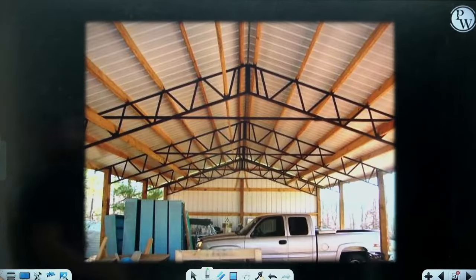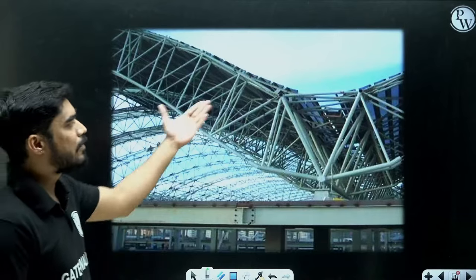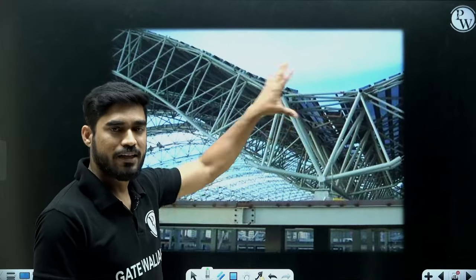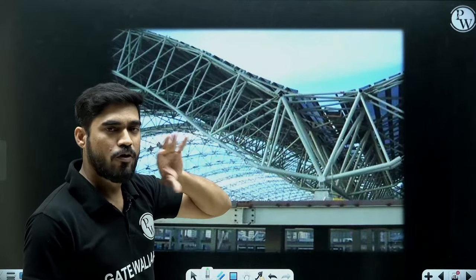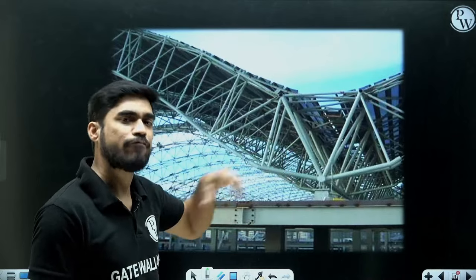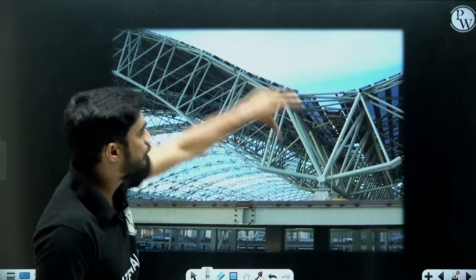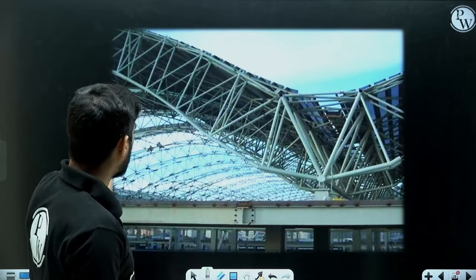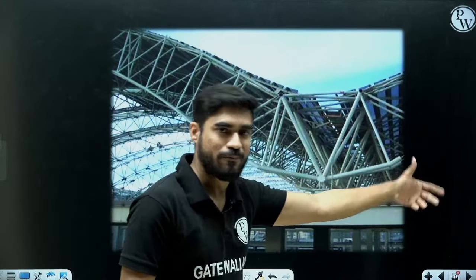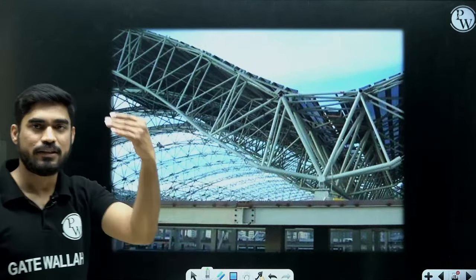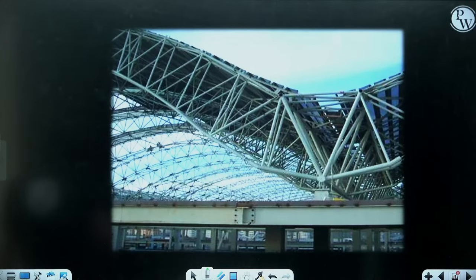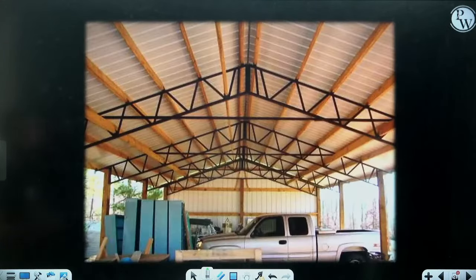Otherwise, when we are building the structure, just by looking at it, we cannot say whether it is a truss or a frame. But when we go into the analysis part, then we have to decide whether we are going to use the A procedure or B procedure. A procedure is used for truss, B procedure is used for frame. So we have to then categorize whether we will call it a truss or a frame. So let's understand the basic difference between them.